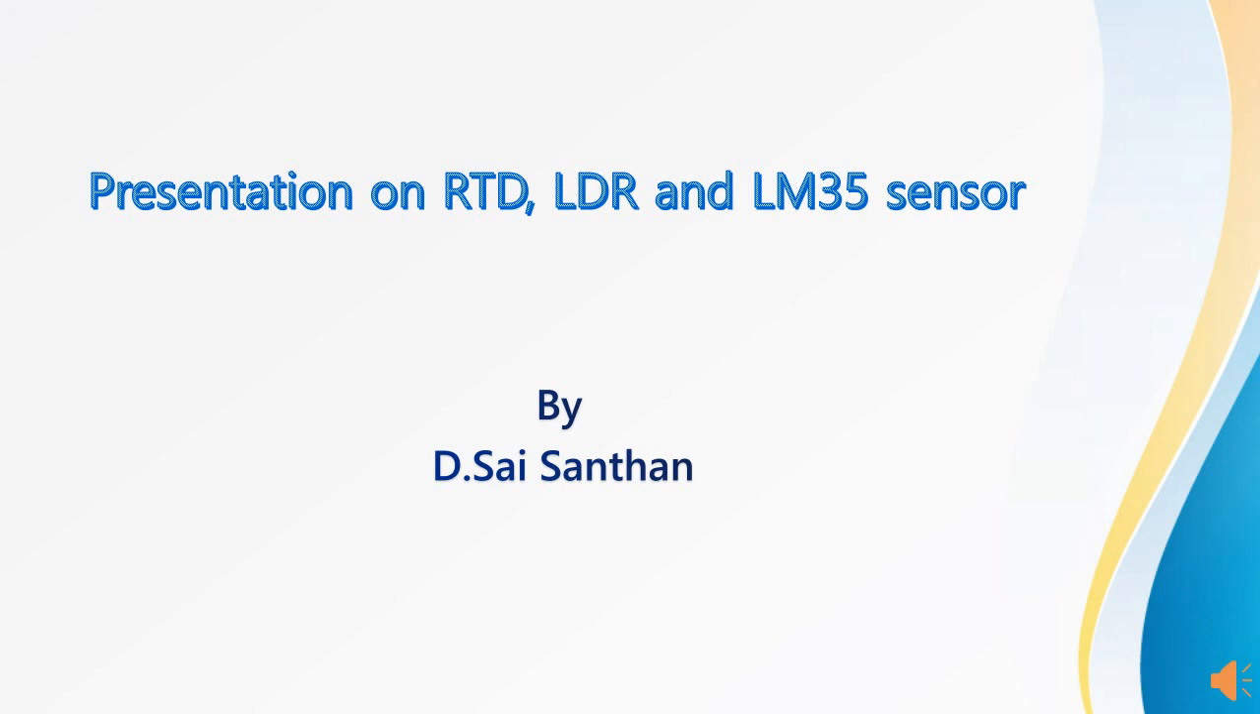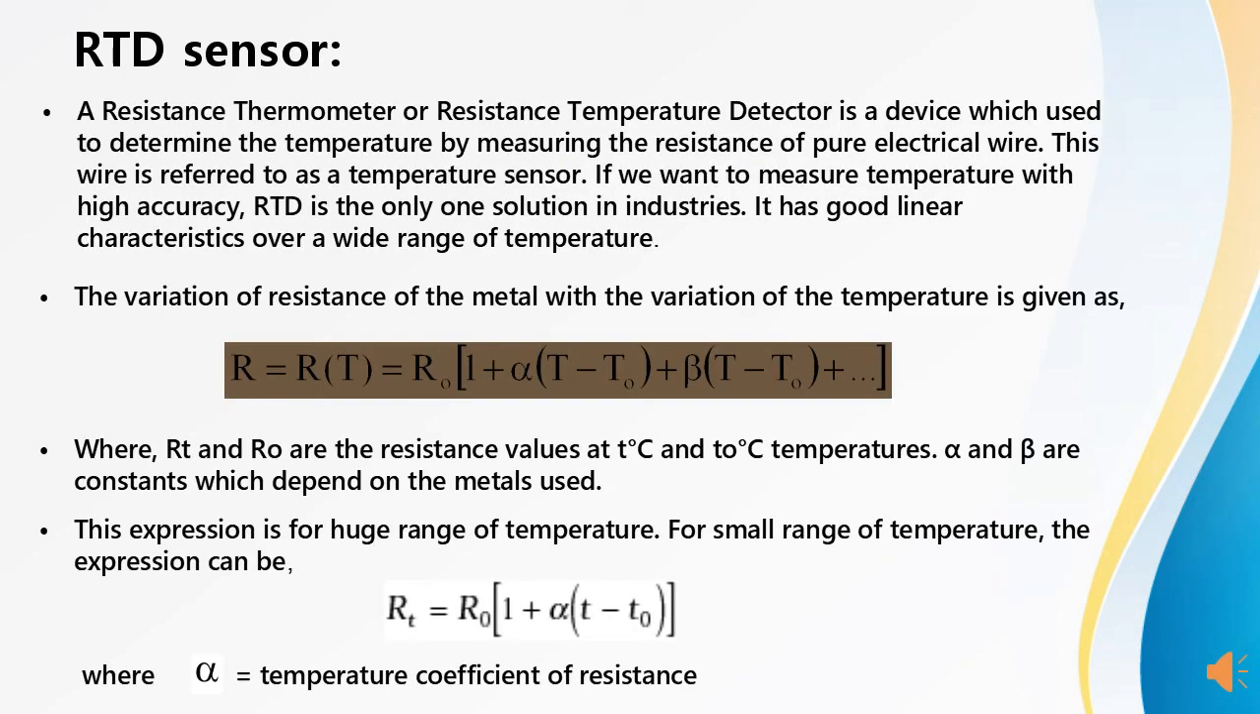Today I'm going to show a presentation on RTD, LDR and LM35 sensors. Coming to RTD sensors. A resistance thermometer or resistance temperature detector is a device which is used to determine the temperature by measuring the resistance of pure electrical wire. This wire is referred to as a temperature sensor.